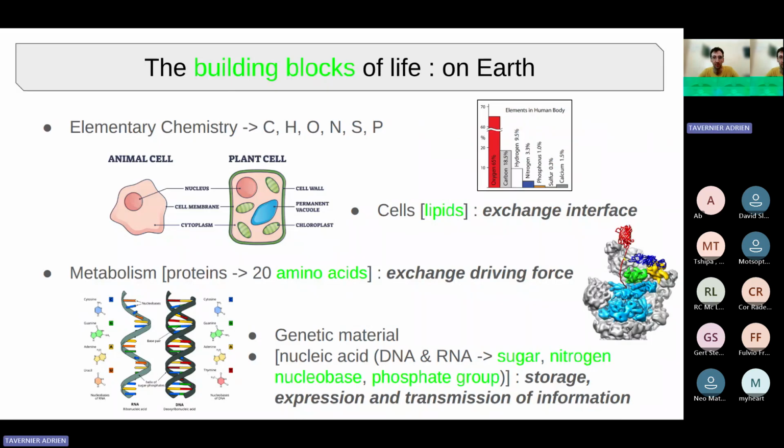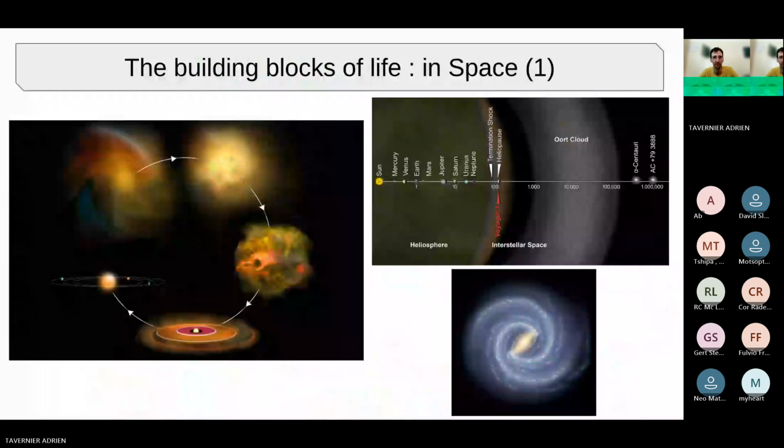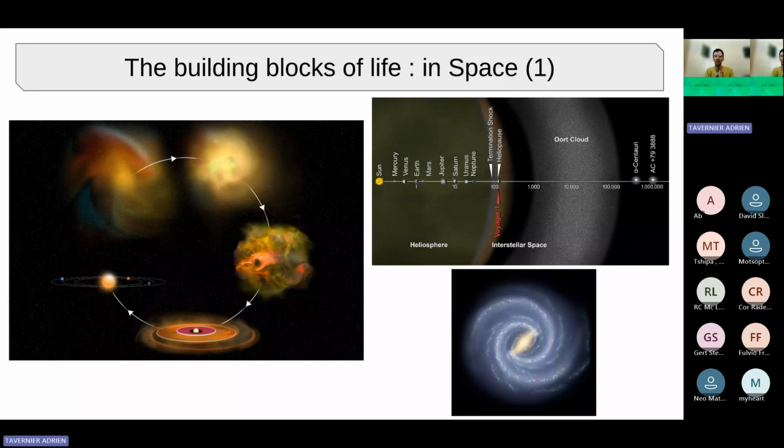So in green, you have the building blocks of life: lipids, amino acids, sugar, nitrogen nucleobase, and phosphate group. So this was the building blocks of life according to the life as we know it on Earth. So now the next step is to see if we can find this kind of building block of life in space. So what is the strategy here?